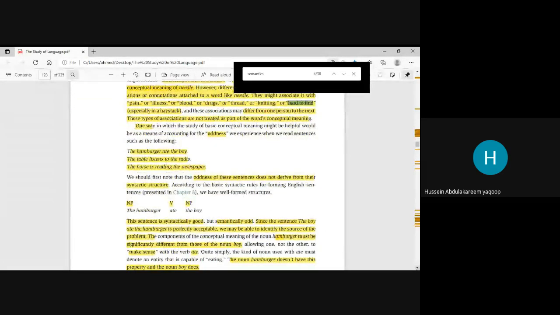Now we are given some examples here, and this is the first attempt to know what the meaning of semantics is. The hamburger ate the boy. Now, what's wrong with this sentence, please? What's wrong with this sentence?